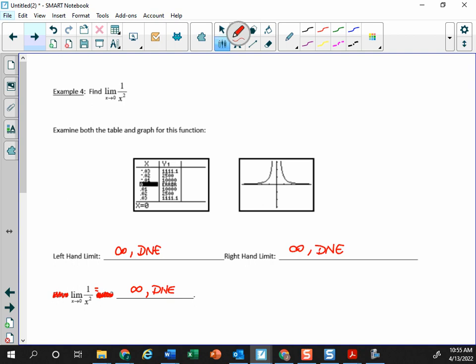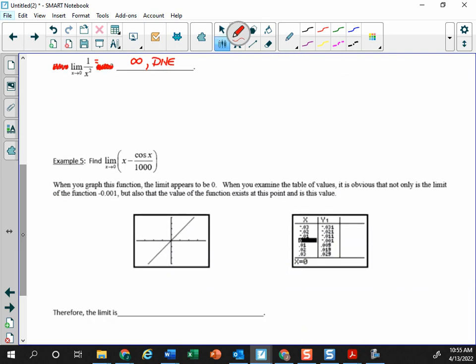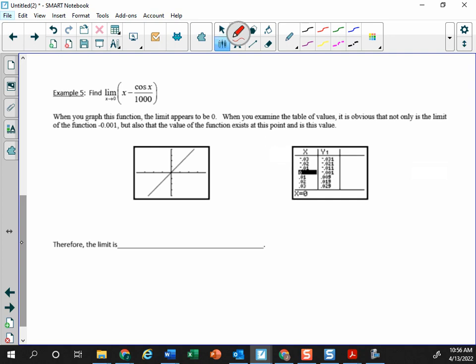All right, questions on that one? The infinity ones are a little weird. Okay. We'll look at this one. It's kind of a weird equation. So your function is x minus cosine of x over 1,000. Super common equation we use all the time, right? So the graph of it looks like the limit would be 0, right?